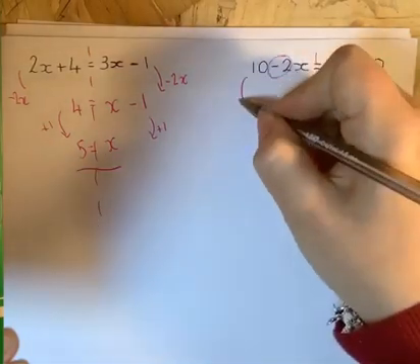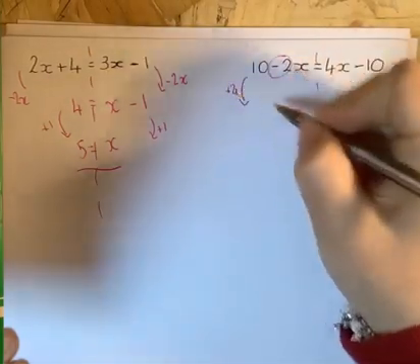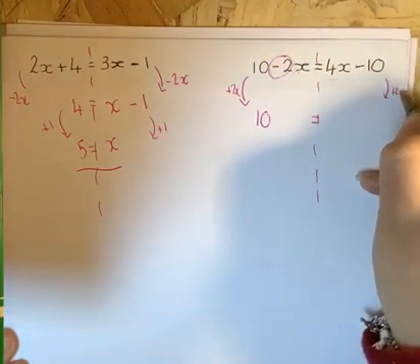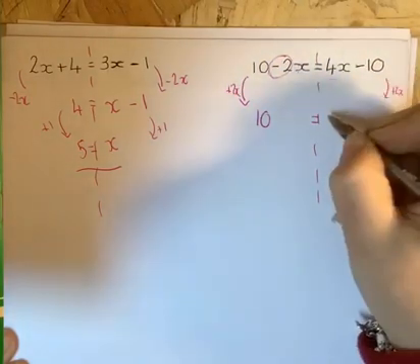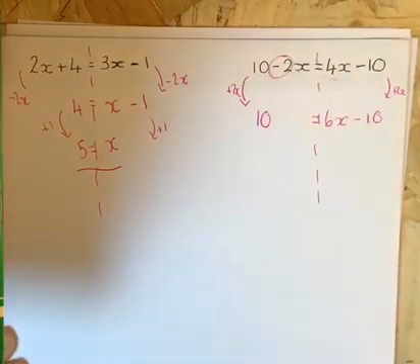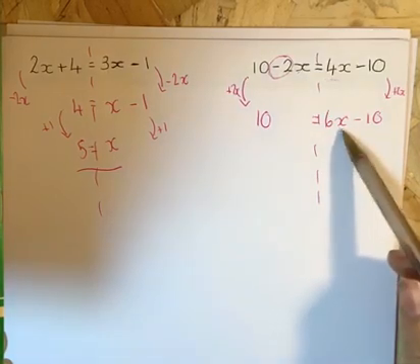So we're going to add 2x to both sides. Okay, so that leaves us with 10 equals, we're going to add 2x. So we've got 4x add 2x, which is 6x, take away 10. Okay, now we've got an equation very similar again to that first part of the video. So we want to get this x by itself.